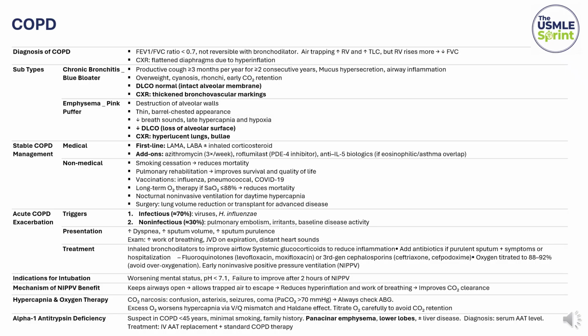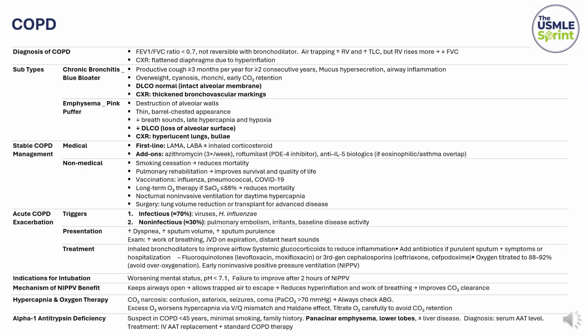During an acute COPD exacerbation, most cases are triggered by infection, usually viruses or non-typable Haemophilus influenzae. About 30% are caused by non-infectious triggers such as pulmonary embolism or inhaled irritants. The cardinal symptoms are worsening shortness of breath, increased sputum volume, and increased sputum purulence. On examination, you'll find increased work of breathing, jugular venous distension during expiration, and distant heart sounds due to hyperinflation.